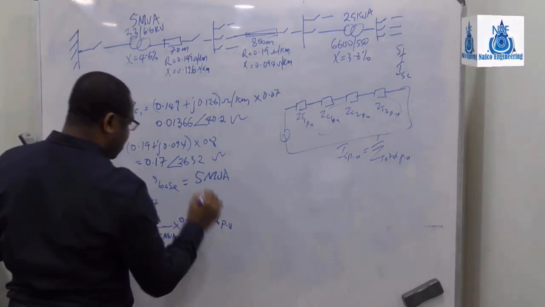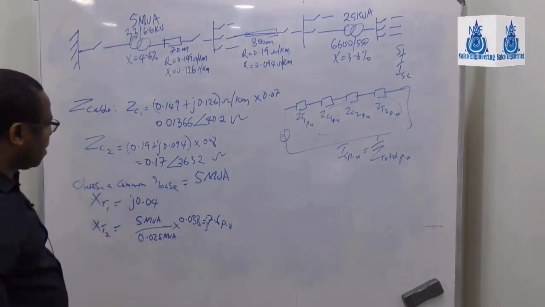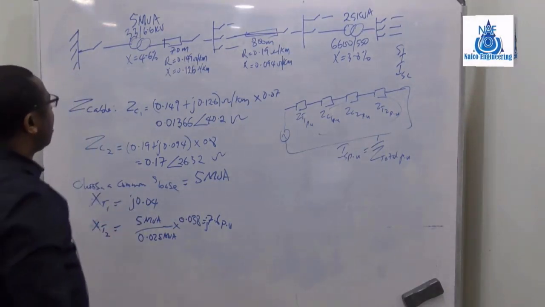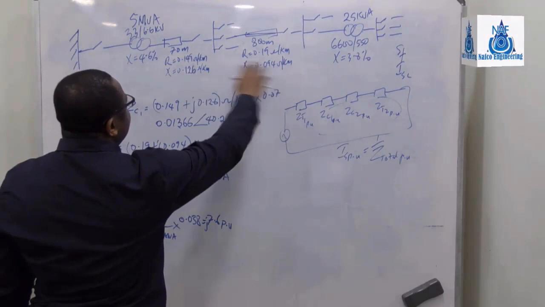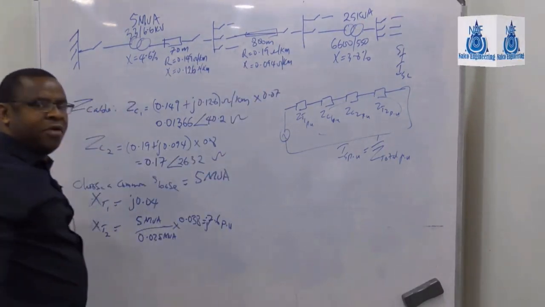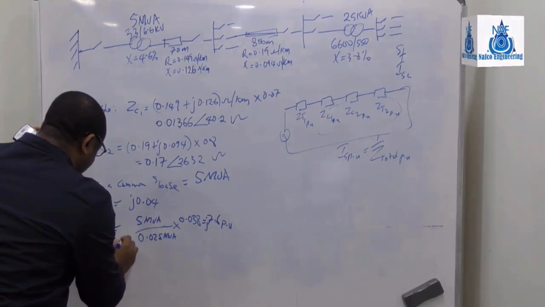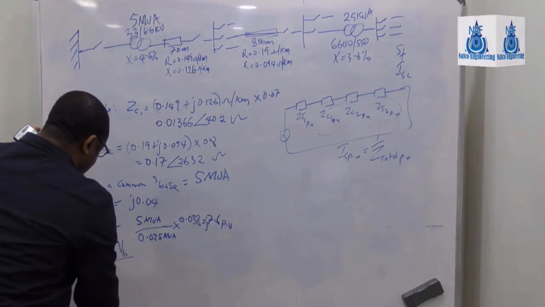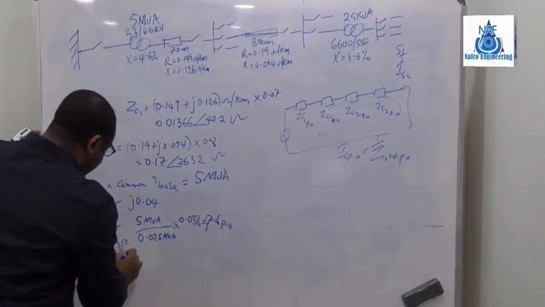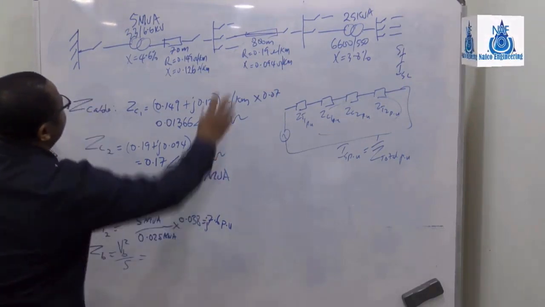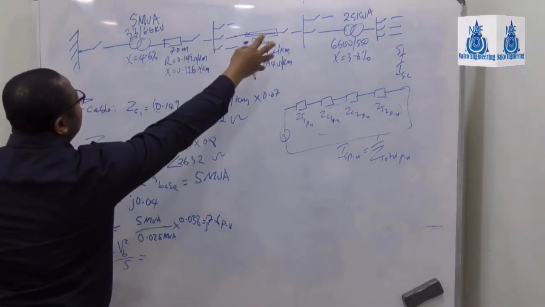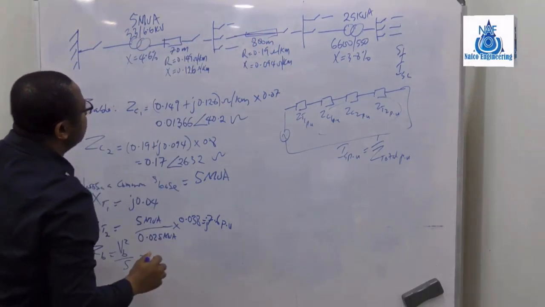So I put J there, J 7.6. Okay, now I got that. Now let me convert this to per unit. Z base for cables is V base squared over S base. So the base voltage there is 6,600.